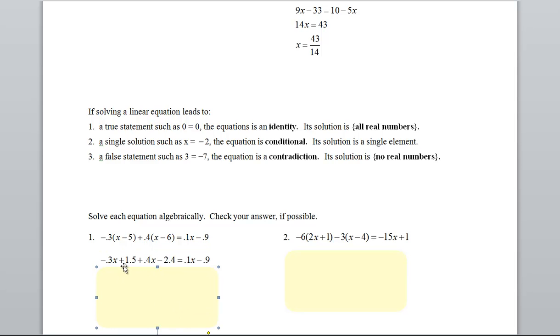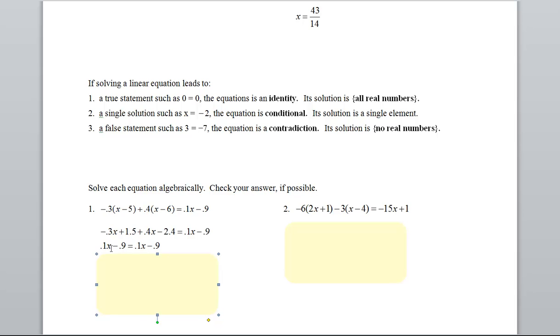Okay. Combine like terms. This gives me 0.1x when I have that -0.3x and plus 0.4x. So that's a plus 0.1x. And a positive 1.5 minus 2.4 gives me a -0.9. Now, check this out right here. Notice that the left-hand side and right-hand side are the exact same things. If you actually graph these, they're the same line. If you put this one in y1 and this one in y2, they share all points.